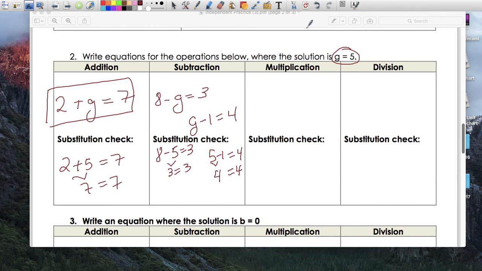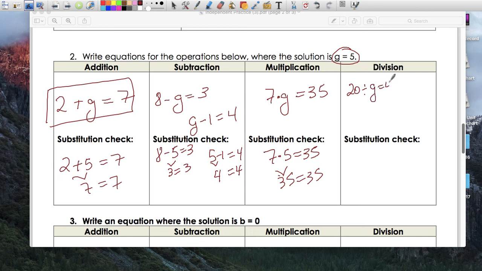So both sides match. A multiplication one. 7 times g equals 35. Is that true? If I substitute g for 5, let's see. 7 times 5 equals 35. And look at that. 35 equals 35. A division, I'm going to do 2. One where the variable is divided. So a number divided by 5. So 20 divided by g equals 4. So if I substitute, I get 20 divided by 5 equals 4. 20 divided by 5 is indeed 4, so that's okay.